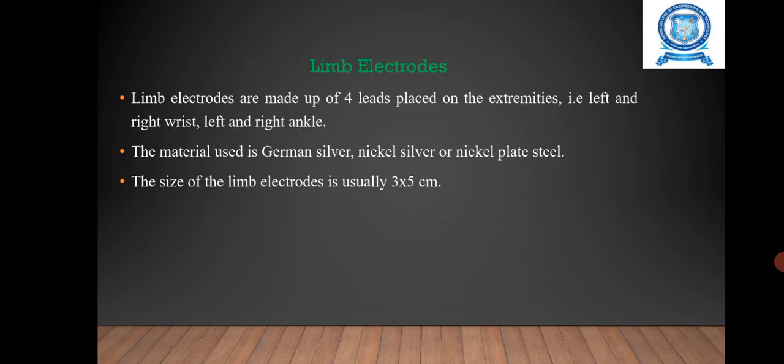It is made up of 4 leads placed on the extremities, that is, the left and right wrist, and left and right ankle. It is made up of German silver, an alloy of zinc, copper and nickel. The electrodes are held in position by elastic straps, so it is called limb electrodes. The size of the limb electrodes is usually 3 by 5 cm.